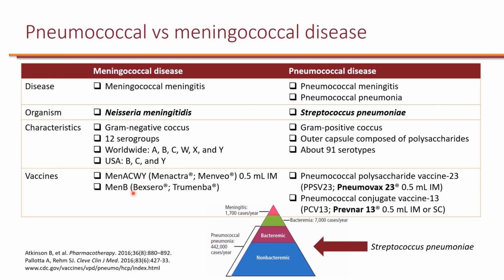Now, when we talk about pneumococcal disease, there are 2 diseases that this may be referring to. So pneumococcal meningitis and also pneumococcal pneumonia. And this is basically caused by Streptococcus pneumoniae, which is a gram-positive coccus. And there are 91 different serotypes. Now we have 2 different pneumococcal vaccines. We have the Pneumovax 23 and we have Prevnar 13, which I will explain shortly.